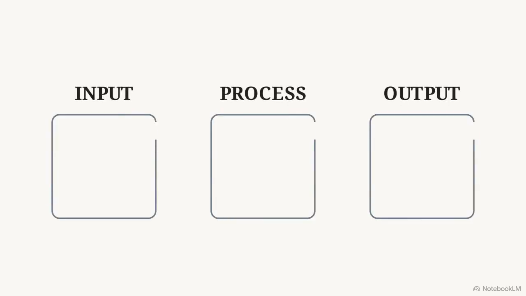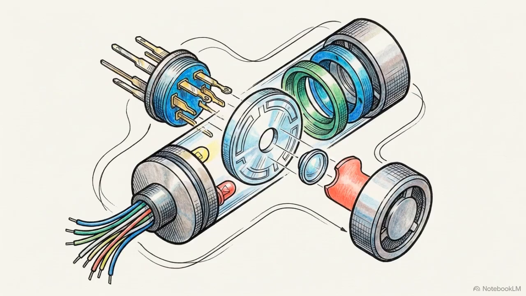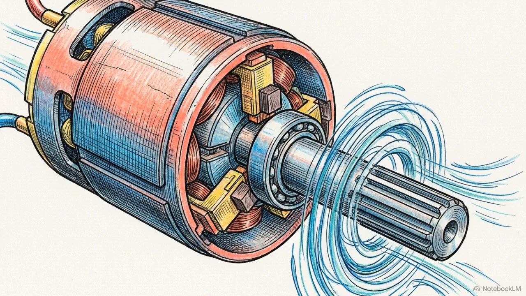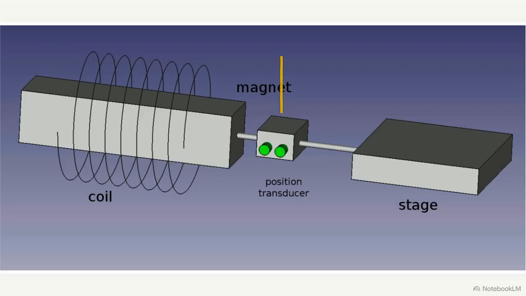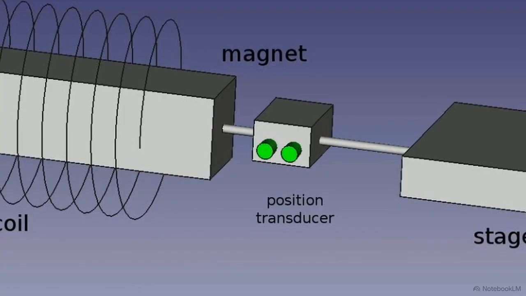To solve this blindness, mechanical engineers rely on a specific hardware layout called the Input Process Output, or IPO, architecture. It relies on three distinct components: sensors that gather data from the physical environment as inputs, a microcontroller or central processor that acts as the brain, and physical actuators, like motors, that serve as the output muscle. By attaching a sensor, like this position transducer, directly to the moving mechanism, the machine gains the ability to monitor exactly where its physical parts are at any given microsecond.